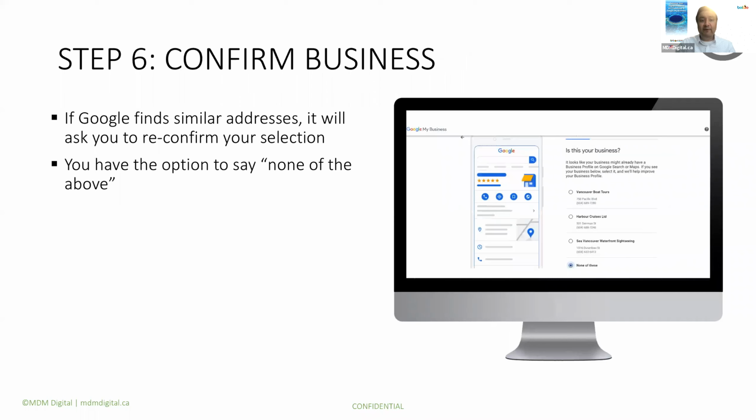The next step will be for you to confirm your business. In this case, if Google finds a similar address to the one you put in, it'll ask you to reconfirm the address, to say, yeah, this is the right one, and you pick it. If you say, you know what, none of those are the right address for my business, you can select none of the above, as you see here on the screen.